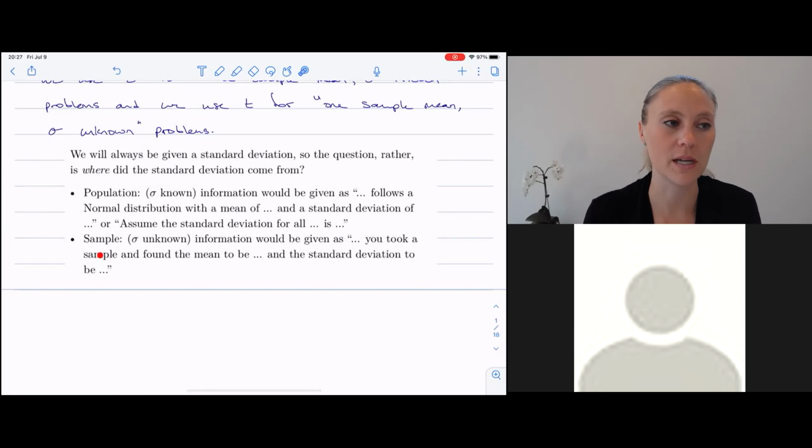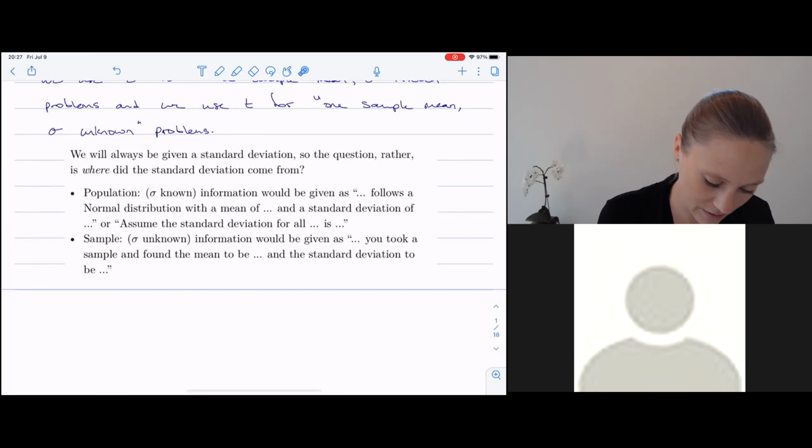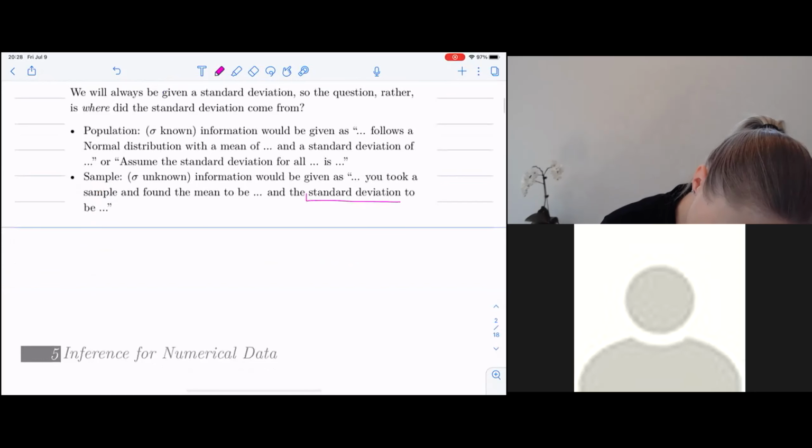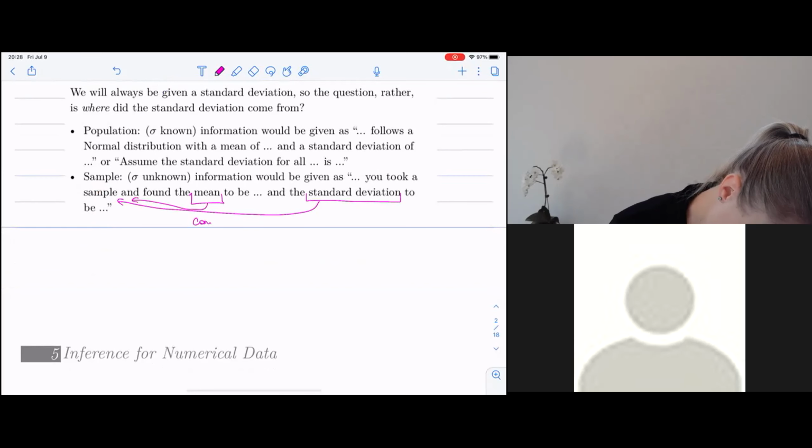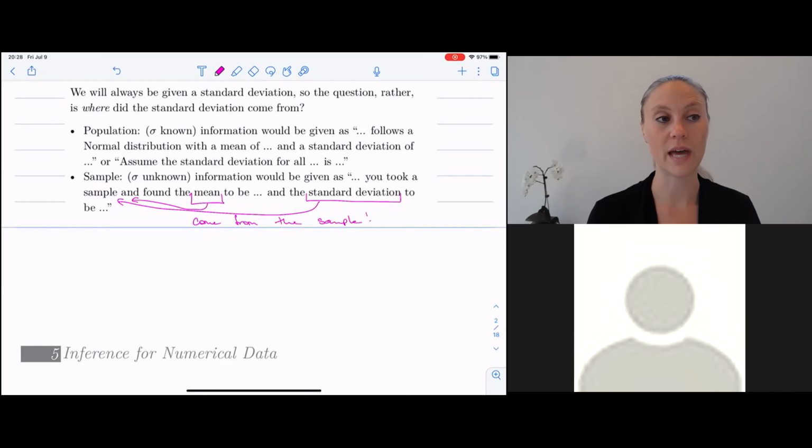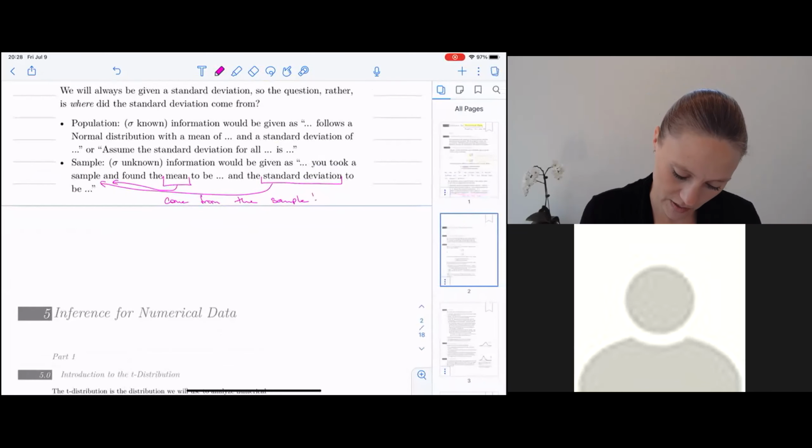Whereas more reasonably, if it came from just the sample, so a sigma unknown, then the information would be given as blah, blah, blah. You took a sample and found the mean to be this and the standard deviation to be this. So by context, you can see that this standard deviation came from the sample. And so that means you are only dealing with a sample standard deviation and not a population standard deviation.